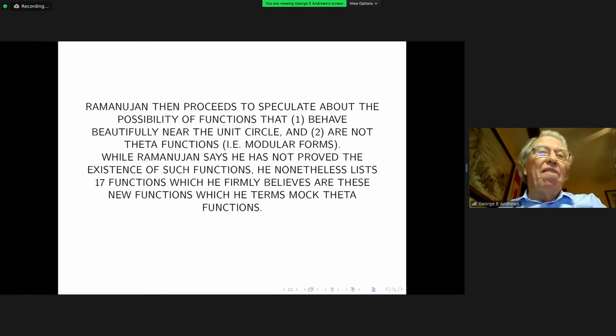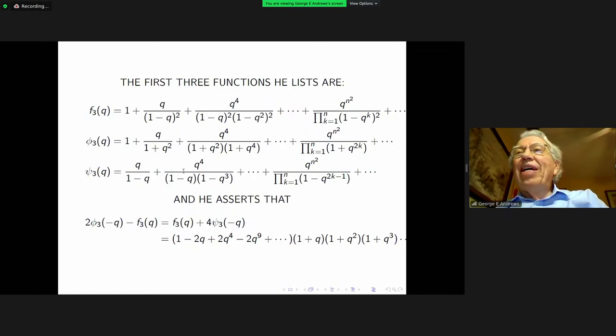So now I've come to my second typo of the morning. The top line, every minus sign you see in the line defining F3 of q should be a plus sign. So this series should read 1 plus q over (1 plus q) squared, and then (1 plus q squared) squared, (1 plus q squared) squared. All the minus signs in the top row should be a plus. Otherwise, everything is correct here.